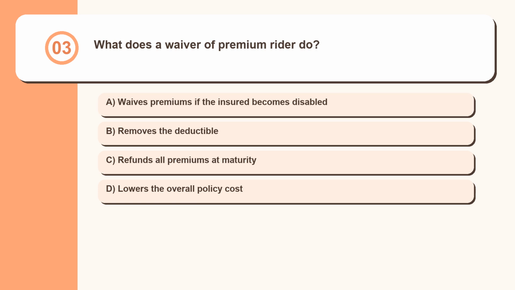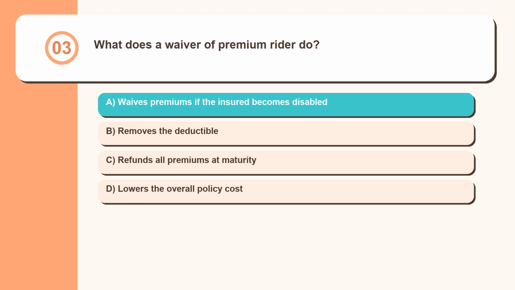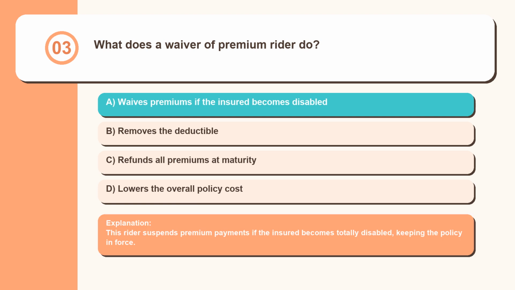Question 3. What does a waiver of premium rider do? Waives premiums if the insured becomes disabled, removes the deductible, refunds all premiums at maturity, lowers the overall policy cost. This rider suspends premium payments if the insured becomes totally disabled, keeping the policy in force.